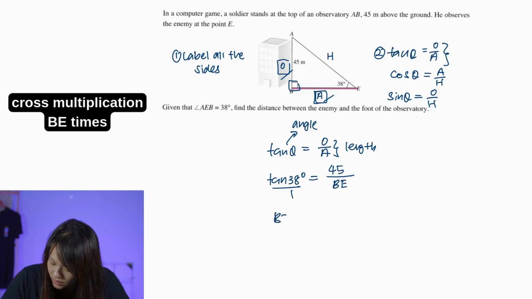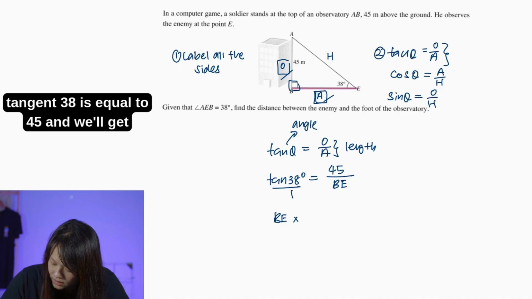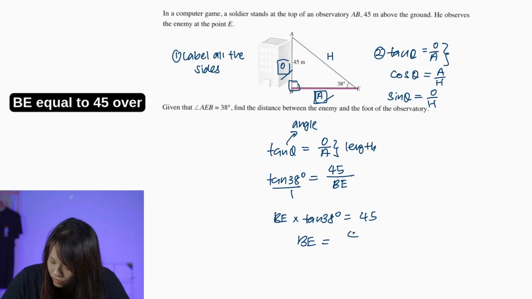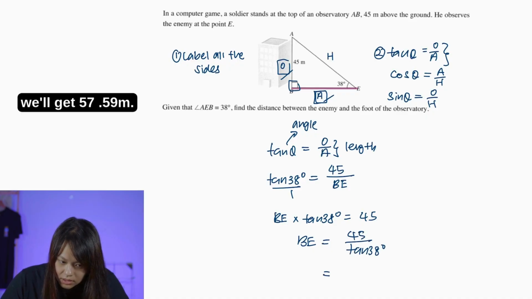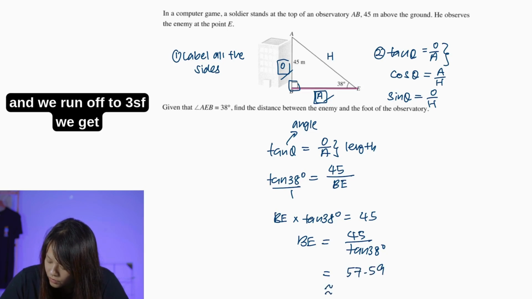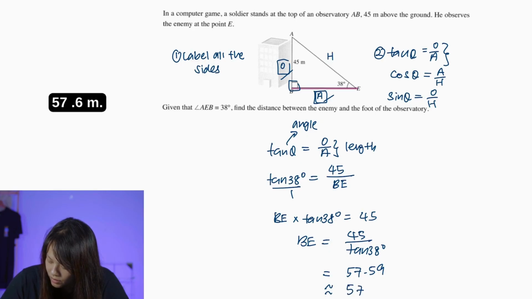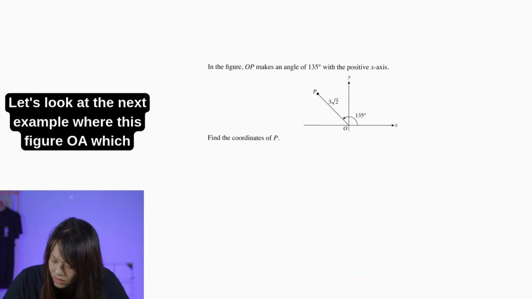Doing our cross multiplication, BE times tangent 38 is equal to 45, and we get BE equal to 45 over tangent 38 degrees. When you key this into a calculator, we get 57.59, and we round off to 3 significant figures, we get 57.6 meters.